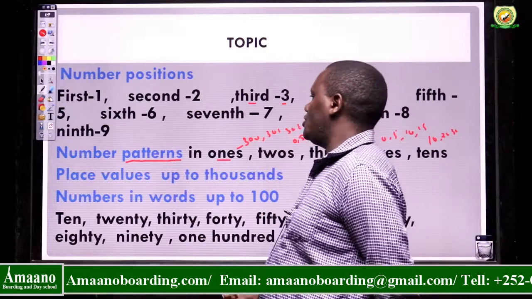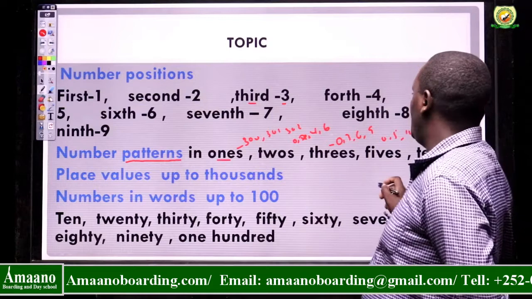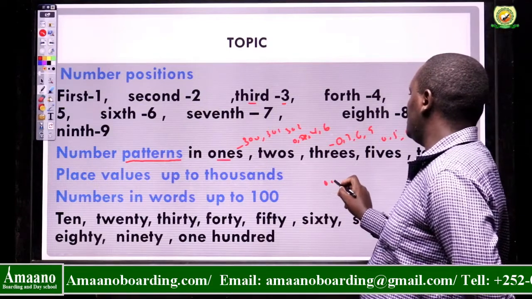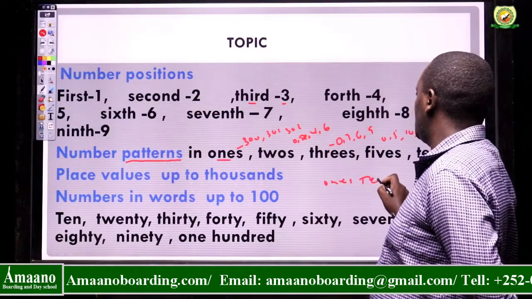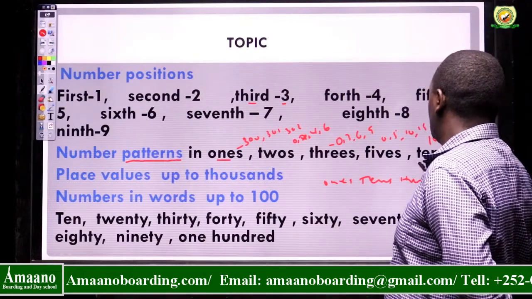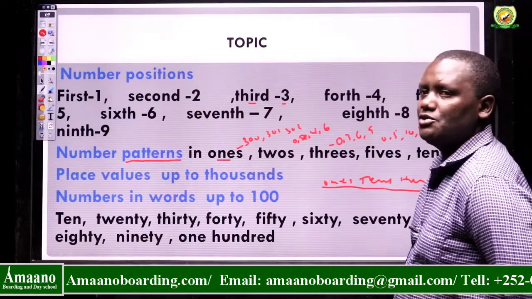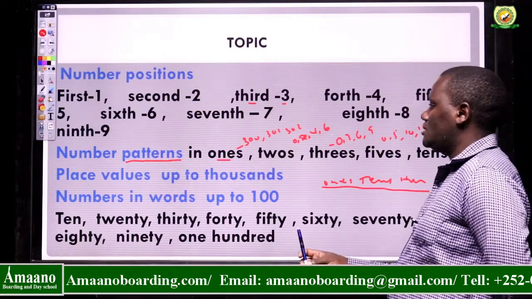We shall have also the place values up to thousands. In the place values, we have the ones, tens, hundreds, then thousands. So learn the place values of numbers up to thousands.